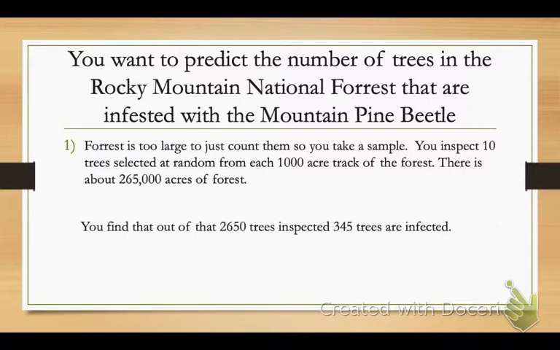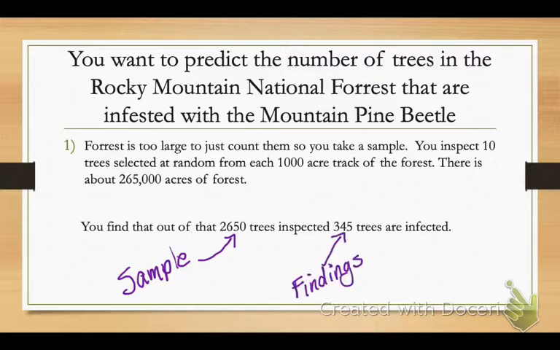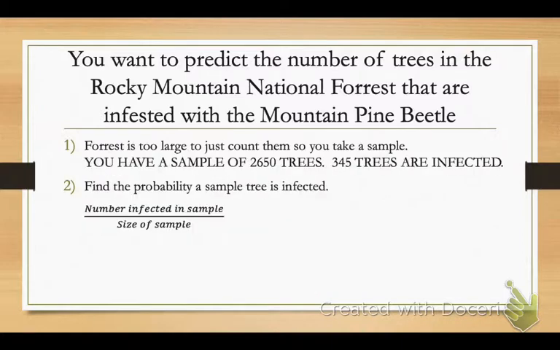So to look at this, let's go back to our example of the Rocky Mountain National Forest and the mountain pine beetle infestation. Now, we already said that that forest was too big, so we came up with a plan and we inspected 2,650 trees. That was our sample. So we inspected them, and then what we found, or our findings, were that 345 of those trees were infected with the mountain pine beetle.